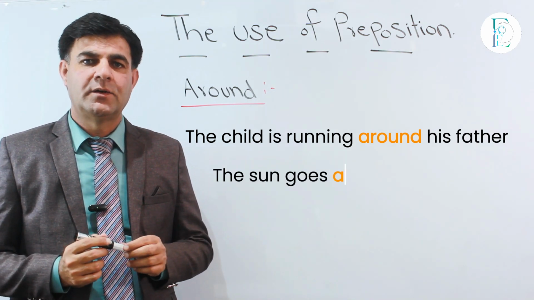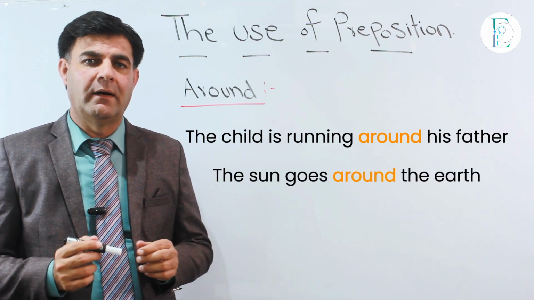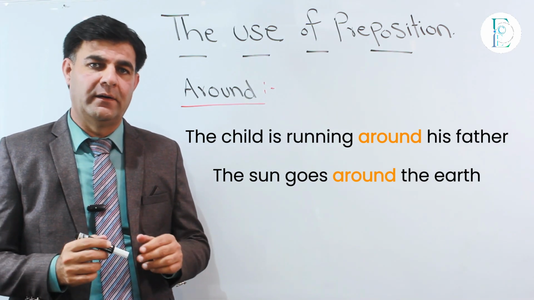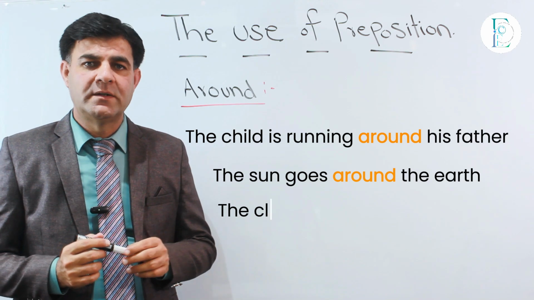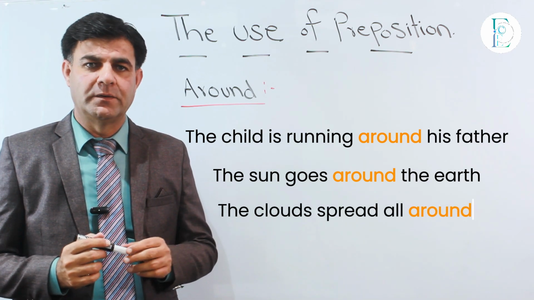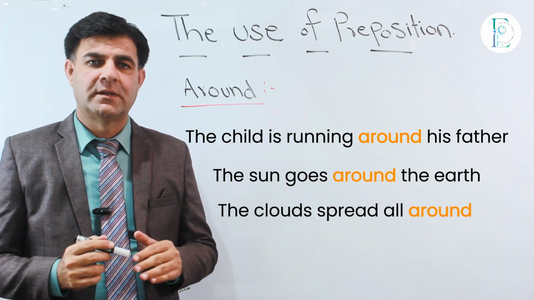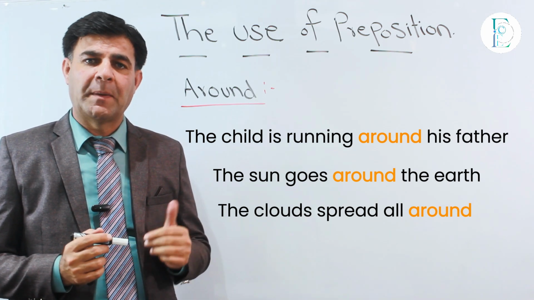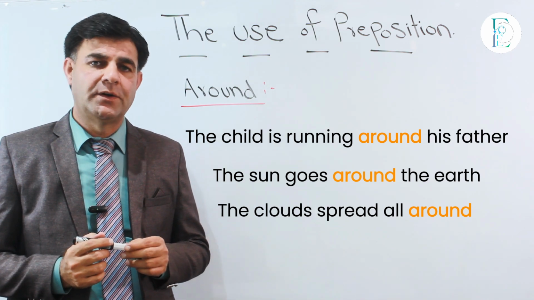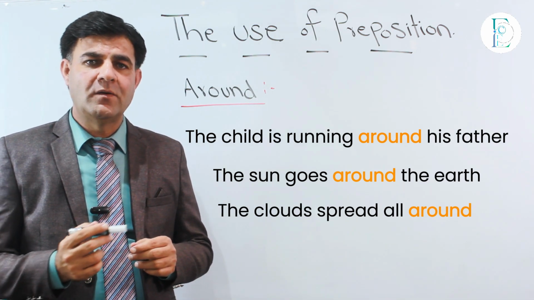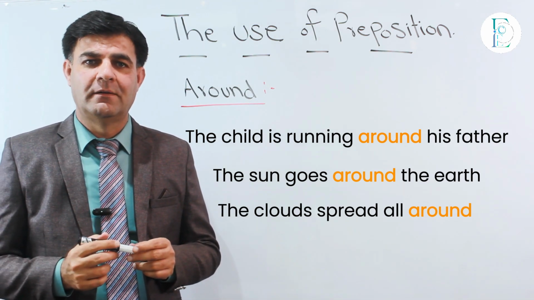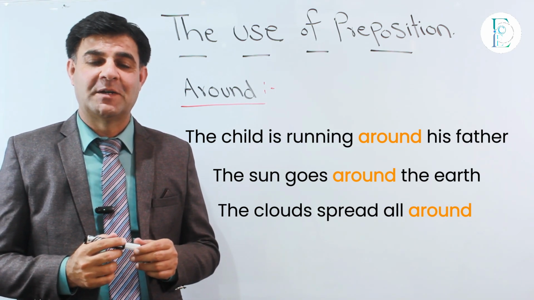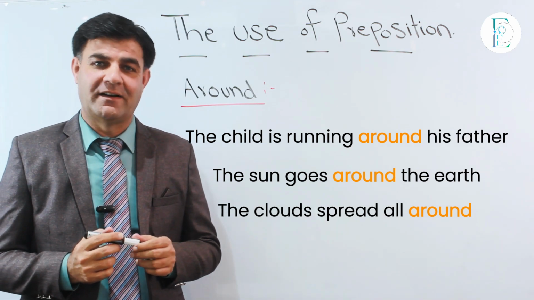The sun goes around the earth. The clouds spread all around. So the preposition around will show you around someone in a circle or in a moment in each direction, but particularly it will give you a direction.